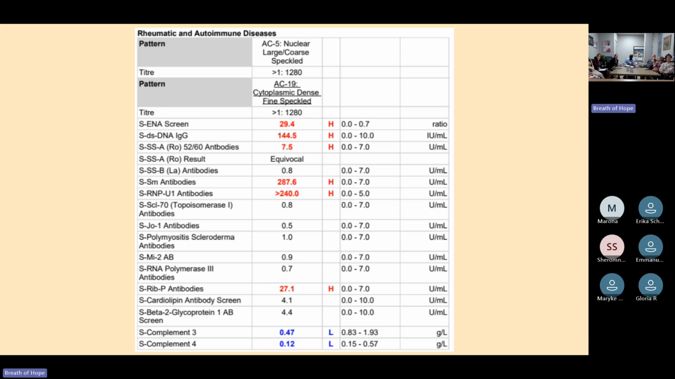And then the ribosomal P antibodies, which you can see here, those are the ones that are responsible for the cytoplasmic pattern. And that's a very important marker for neuropsychiatric SLE. So if Ribo P is there, then that fits with a neurological presentation of SLE. And then this is just showing your low complement that you also expect with SLE.